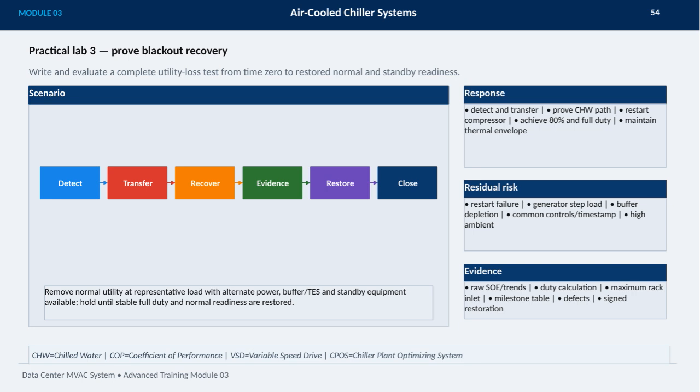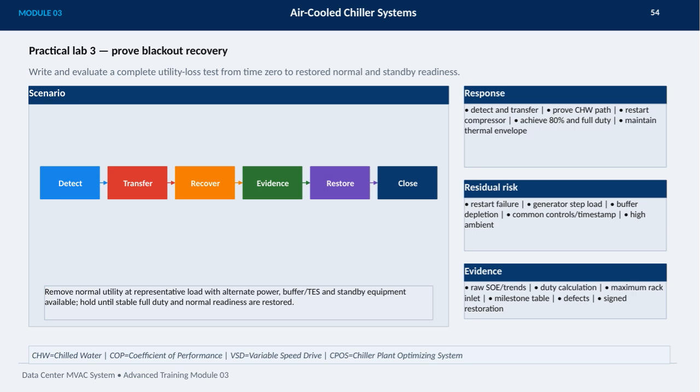We always consider residual risks, including potential compressor restart failure, generator step loading issues, buffer depletion, common controls or timestamp errors, and challenges posed by high ambient temperatures. For evidence, we gather raw sequence of events and trends, perform duty calculations, monitor maximum rack inlet temperatures, maintain a milestone table, document any defects, and ensure all restoration steps are signed off.